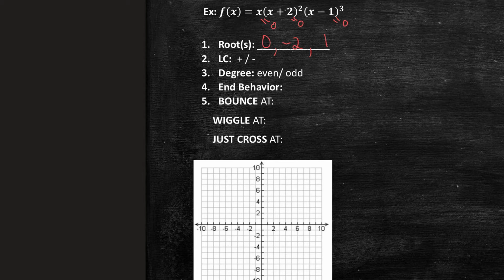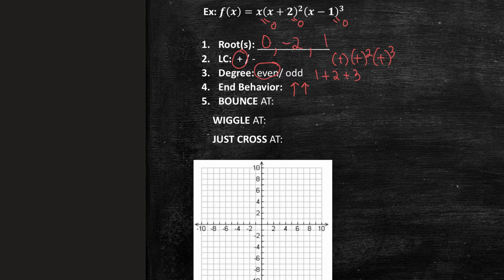Your leading coefficient, I would have a positive times a positive squared times a positive cubed, and so that would be a positive leading coefficient. Your degree, you would have 1 plus 2 plus 3, so that would be 6, which would be an even degree. So since your leading coefficient is positive, the right side's going to go up, and since it's an even degree, the left side would go the same direction, so it'd be up.